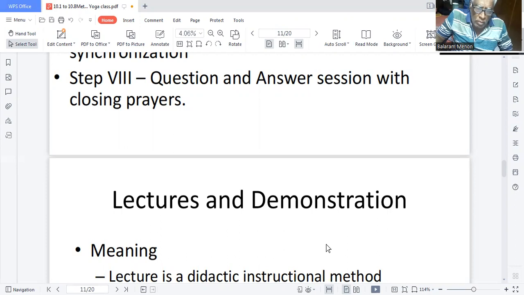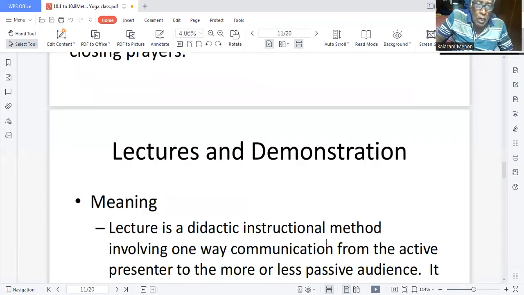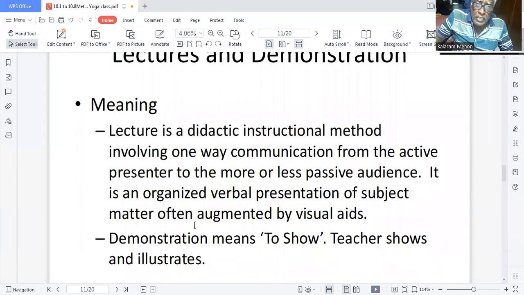Lectures and demonstration. We come to the next topic. Lecture is a dedicated instructional method involving one-way communication from the active presenter, that is the teacher, to the more or less passive audience. It is an organized verbal presentation of the subject matter, often augmented by visual aids. Demonstration means to show. The teacher shows and illustrates.